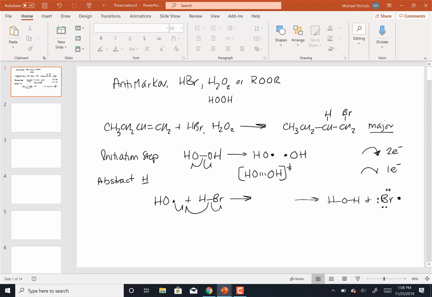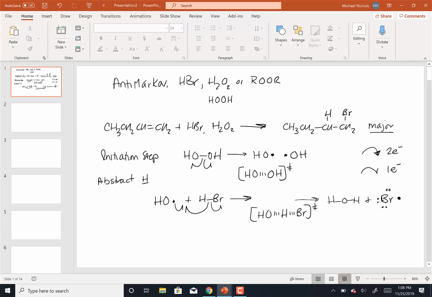As far as the transition state goes, what bond did I break? I broke the HBr bond. What bond did I make? The oxygen-hydrogen bond. So the transition state is going to look like that. Partial bond between oxygen and hydrogen, partial bond between hydrogen and bromine.